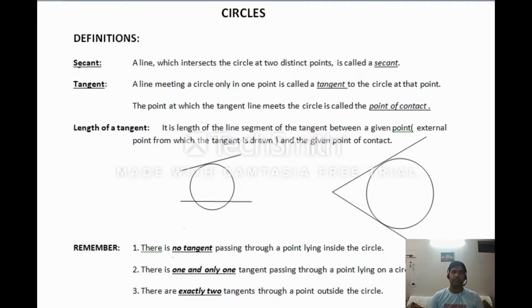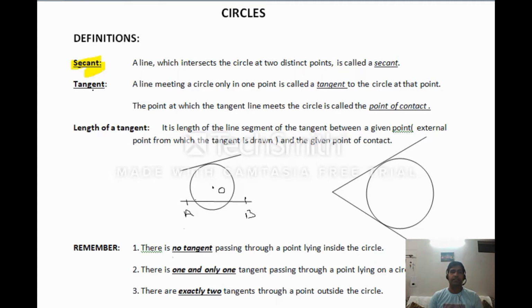Look at this definition. Let me take a highlighter. I am talking about this secant. What is a secant? A line which intersects the circle at two distinct points is called a secant. I can show this secant here. In this figure, this is a secant line. If I mention it through this AB, AB is a secant to this circle whose center is O.